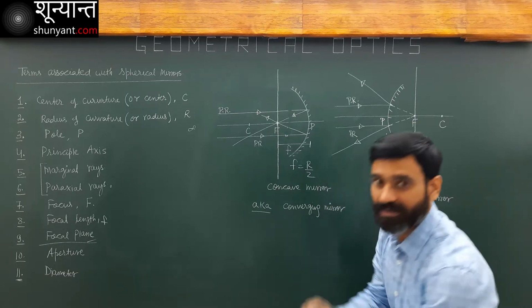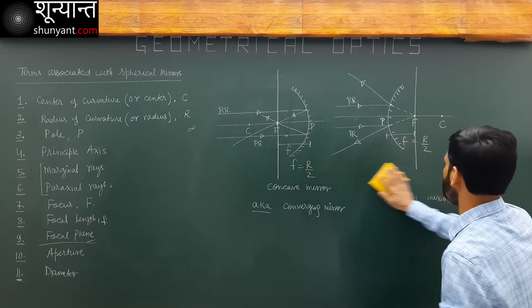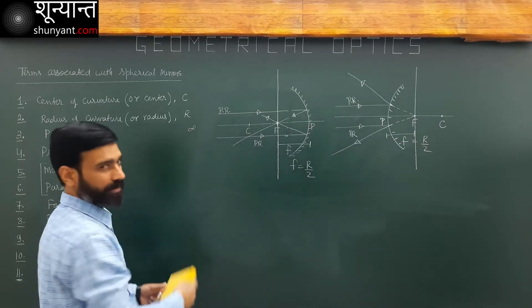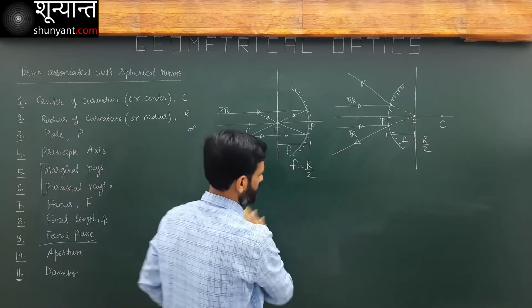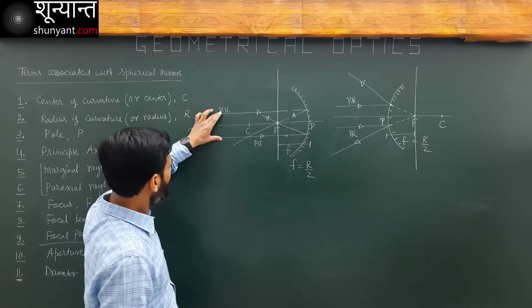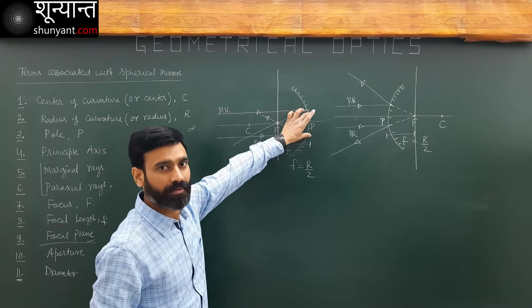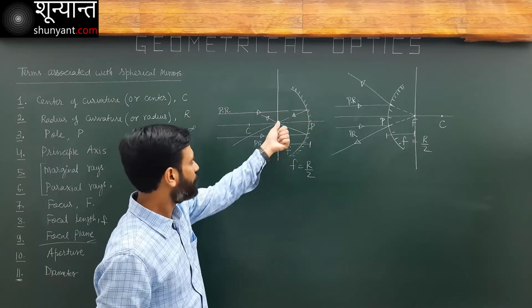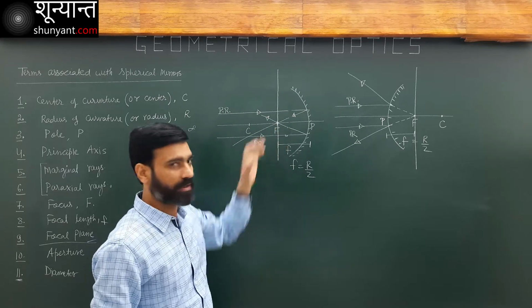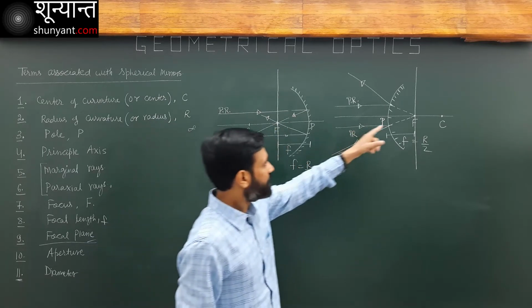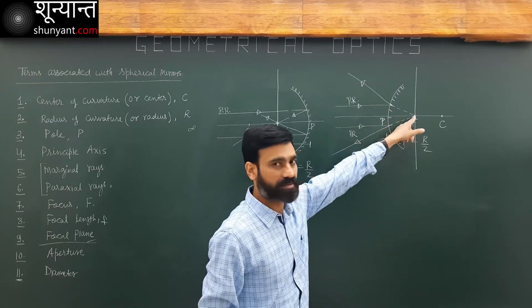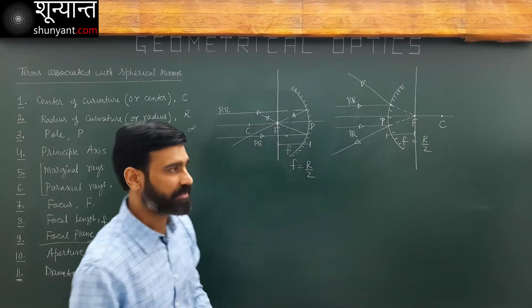Now, what is the significance of this focal plane? Why is it important, and what is it going to be used for? If I have a parallel beam of light, after reflection it will converge at a point on the principal axis. It is called focus. It will diverge from a point on the principal axis. It is called focus. Both cases, same definition.